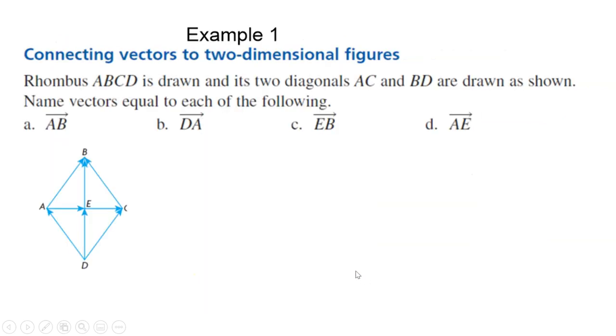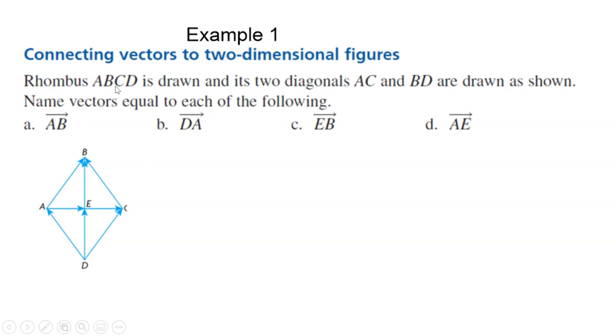Okay, connecting vectors to two-dimensional figures. Here's a rhombus, and I remind you what a rhombus is. In a rhombus, all the sides are the same. But it's not like a rectangle or a square where you have 90-degree corners; you don't need to have a 90-degree corner if it's a rhombus. So this rhombus has all of these sides the same: A to B, B to C, C to D, and all of these sides are the same.